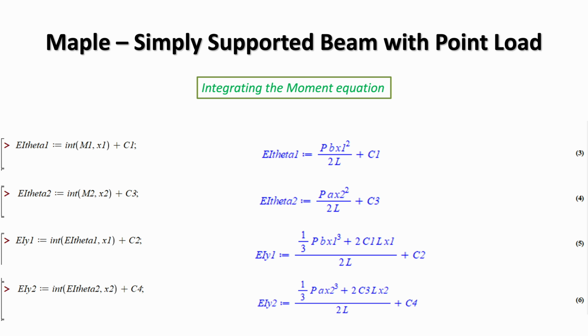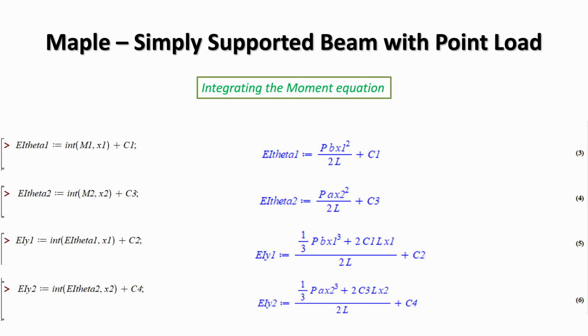On this slide, we use Maple to perform the integrations required by the double integration method. The Maple command int means integrate. The first argument is the expression being integrated, and the second argument is the variable for integration. So for region 1, we integrate the bending moment expression M1 with respect to the local coordinate x1. And using Maple notation, this is written as int m1, x1. We then assign the result to the slope expression, including a constant of integration. We do the same for region 2, integrating m2 with respect to x2, and introduce a constant of integration.